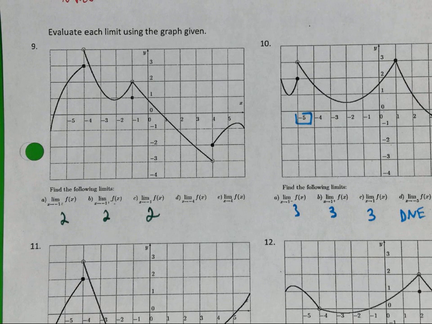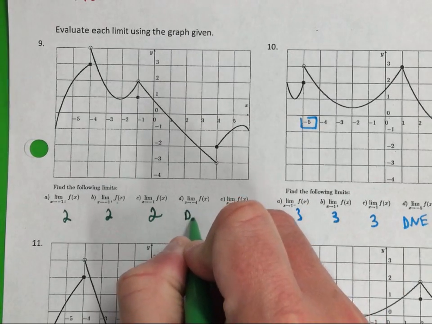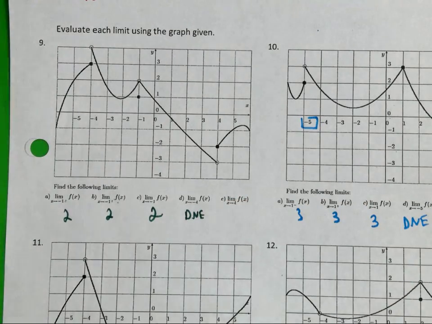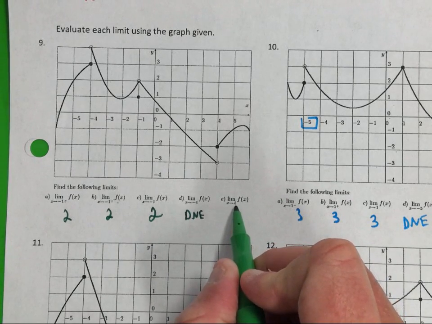Alright, now I want the limit as x approaches -4. They do not have a little plus or minus afterward. That means you got to check both sides. So coming from the left, what is it approaching? It's approaching 3. Coming from the right, it's approaching what? 4. Is it approaching the same number? So what is your answer? Does not exist.